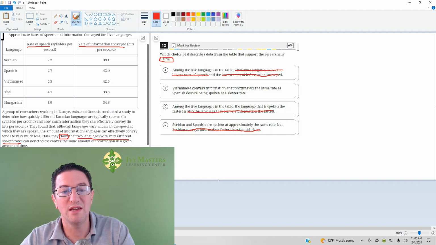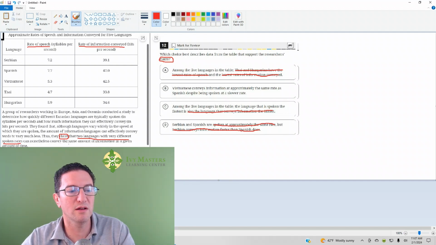Answer choice C, among the 5 languages table, language that is spoken the fastest. So it is talking about a rate. And then Serbian and Spanish are spoken at approximately the same rate. Again, we're talking about different rates. So that's gone. Now, in order to eliminate answer choice C, we got to read the whole claim. Two languages spoken at very different rates can nonetheless convey the same amount of information. So answer choice C, different rates, same amount of information.